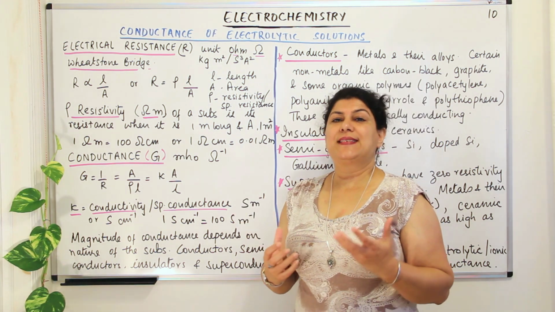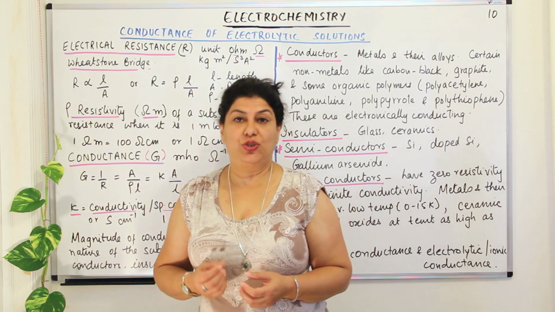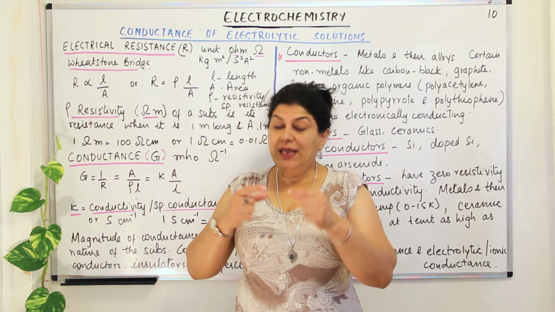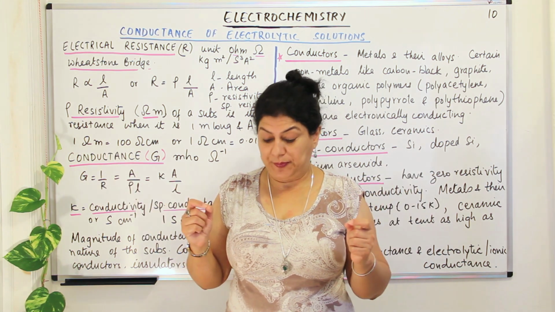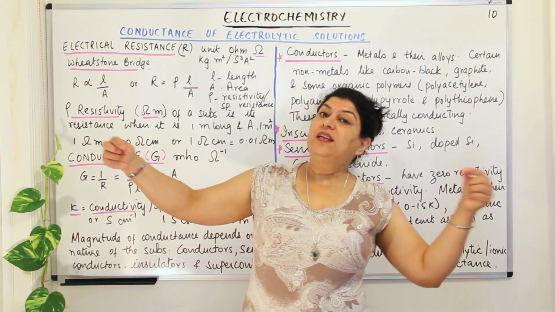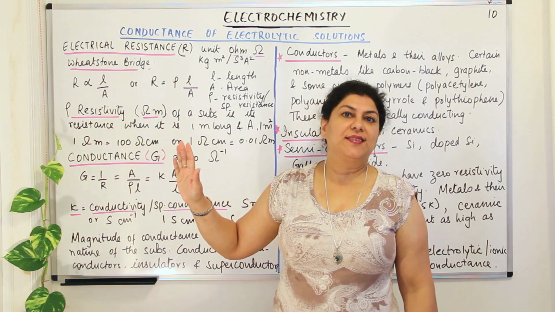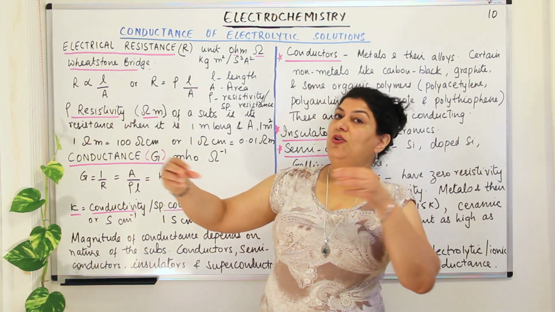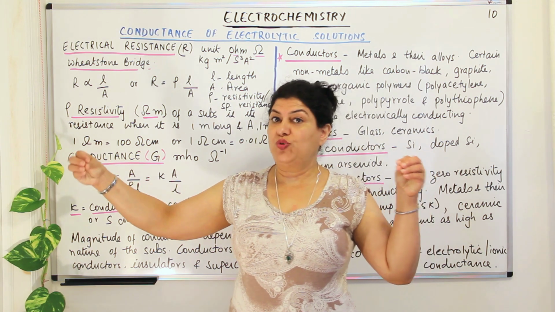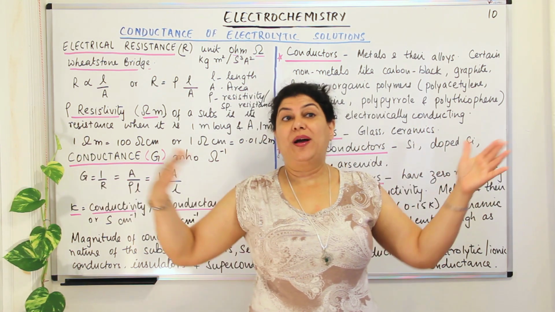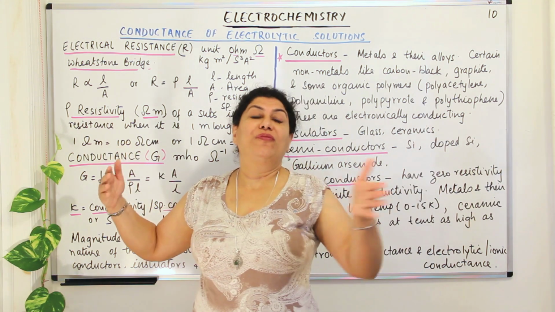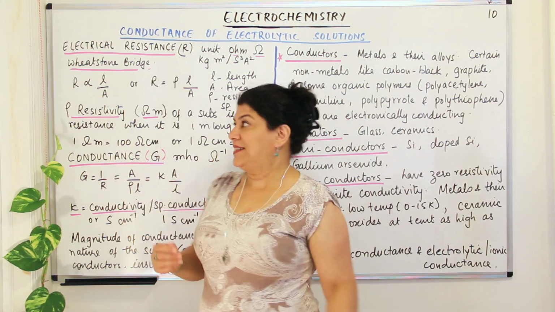Now, what is this electrical resistance proportional to? What does it depend on? It depends on the length of the substance through which electricity is passing. The greater the length, the more is the resistance. So the longer the substance is through which the electricity is passing, the more distance it has to cover, and that is why it has to bear more resistance.